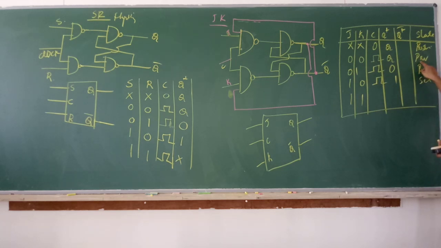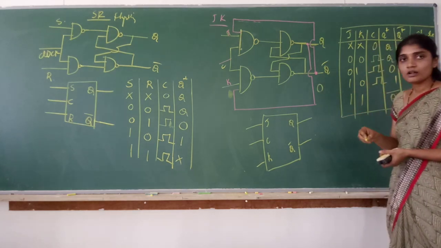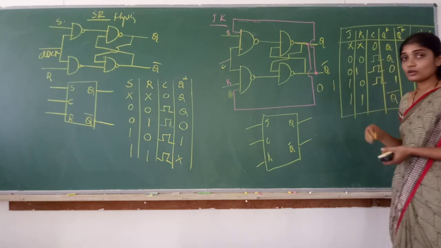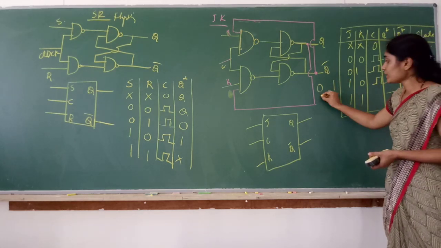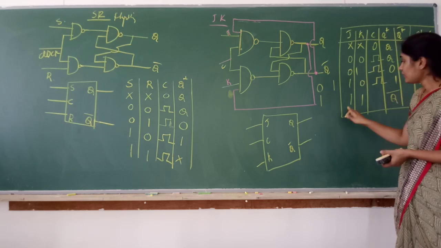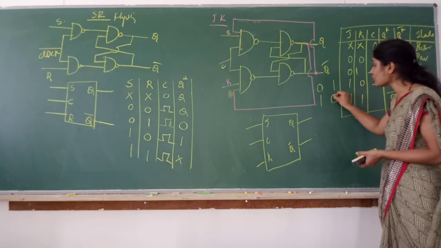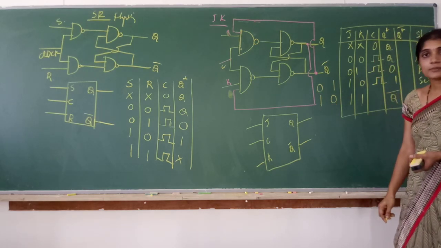Next state is same as previous state. So I have written Q here. When J is 1, K is 1, next state is the complement of previous state. That means I have to write here Q bar. That means if your previous state is 0, when you give J as 1, K as 1, next state will be 1, complement of previous state. If your previous state is 1, when you give J as 1, K as 1, now the next state of the flip-flop will be 0, the complement of previous state.